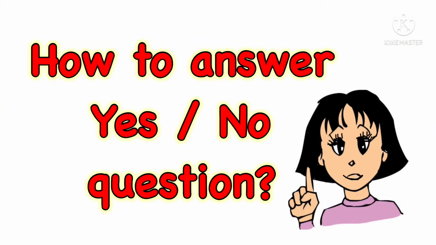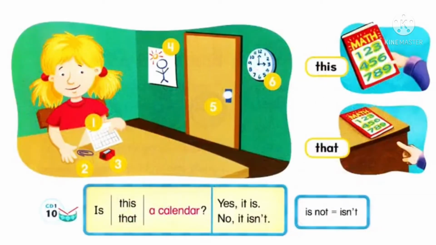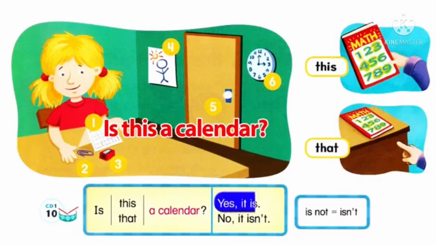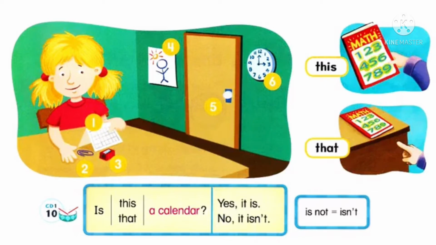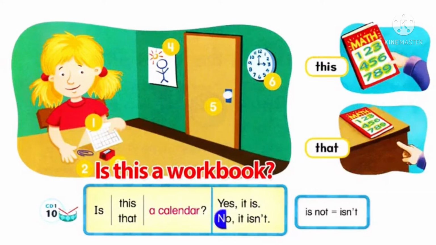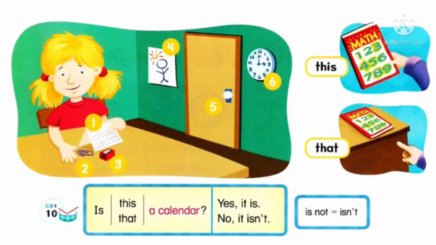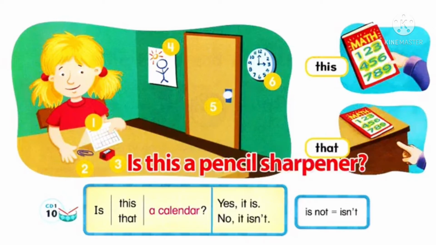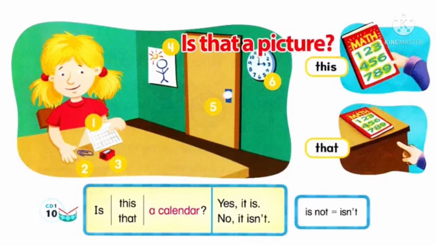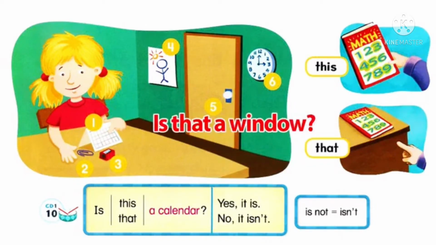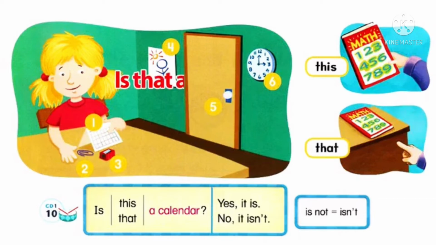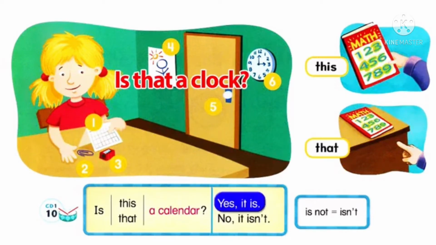How to answer yes, no question. Ask and answer. Number one. Is this a calendar? Yes, it is. Number two. Is this a workbook? No, it isn't. Number three. Is this a pencil sharpener? Yes, it is. Number four. Is that a picture? Yes, it is. Number five. Is that a window? No, it isn't. Number six. Is that a clock? Yes, it is.